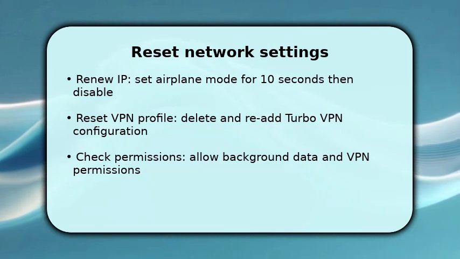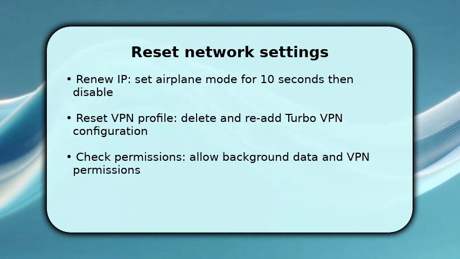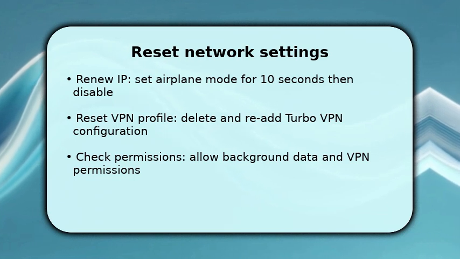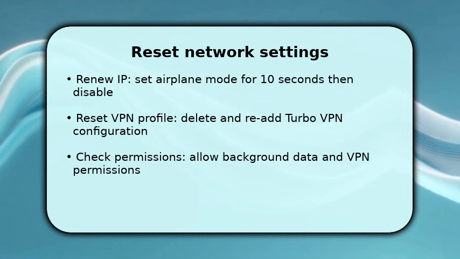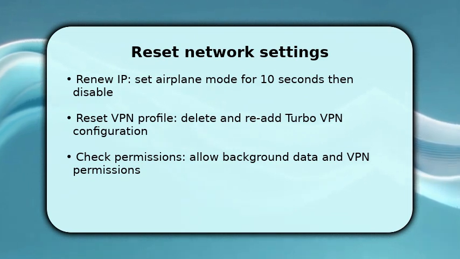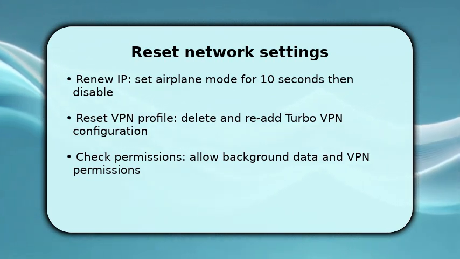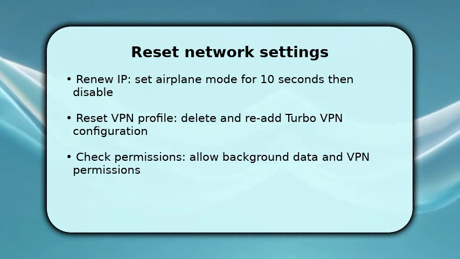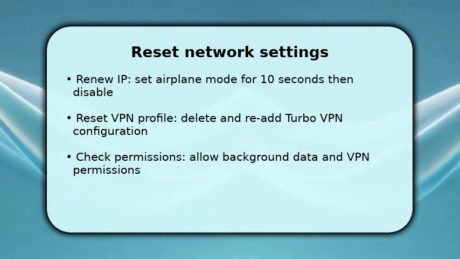Next, you perform the deeper network reset and reconfigure the VPN profile. Put the device in airplane mode for about 10 seconds to force a new IP allocation. Once disabled, test connectivity. Then open Turbo VPN, remove any saved servers or profiles, and add them again so the app rebuilds its tunnel config. Make sure the app has permission for VPN and background data. Without them, the service stays busy trying to bind. These steps resolve conflicts in saved profiles and OS network bindings.